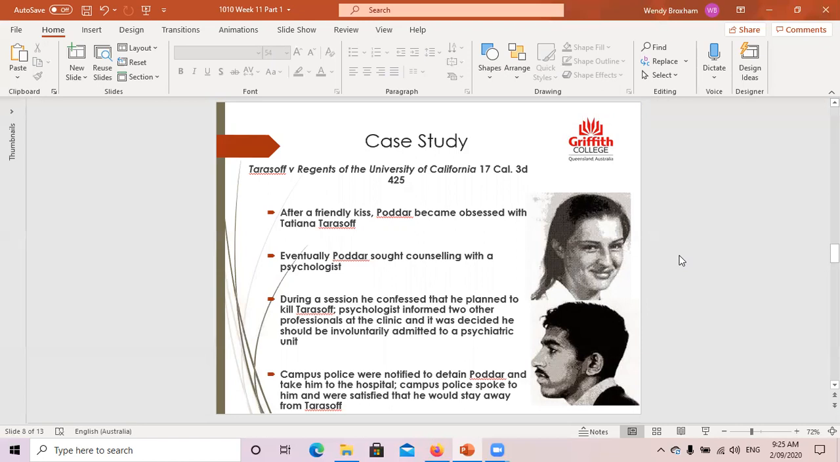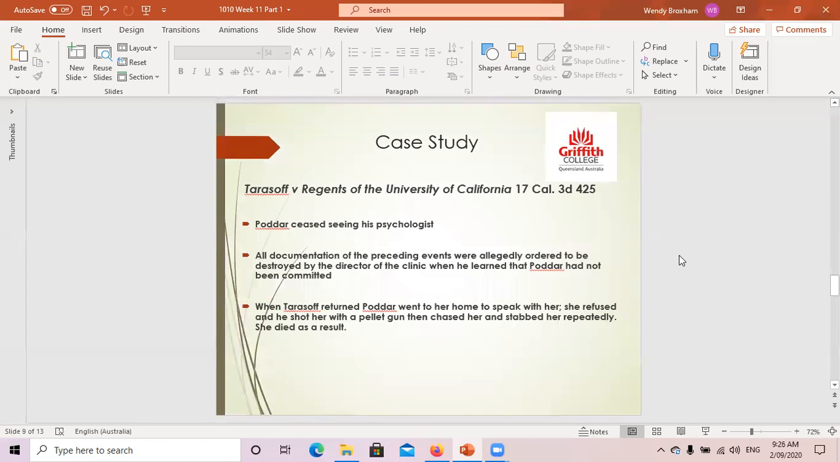So in order to bring him in, they called the campus police. The campus police were notified to detain him and take him to the hospital. But they decided that he was quite rational, and they warned him to stay away from her, and they were satisfied that he would do that. And I can hear you all going, 'Oh no,' because campus police don't have medical training. So I guess you can figure out what's going to happen here.